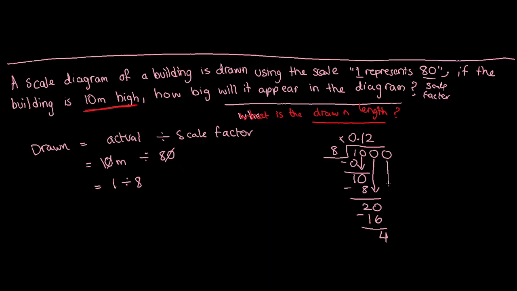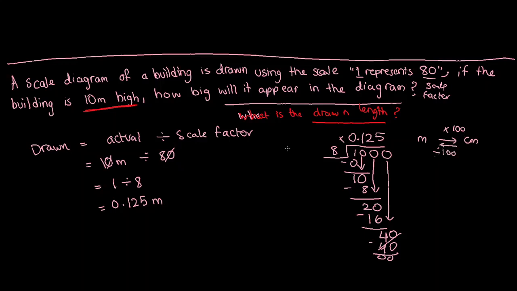One more 0 if we put it down. What times 8 is almost 40? 5 times 8 is exactly 40. And this is what ends our long division. So the answer would be 0.125 meters. If we want to convert meters into centimeters, we multiply by 100.